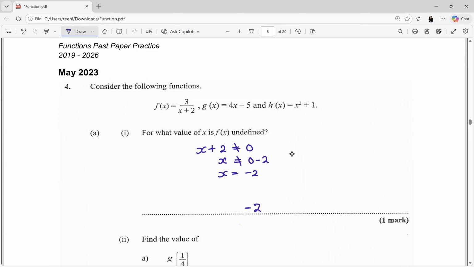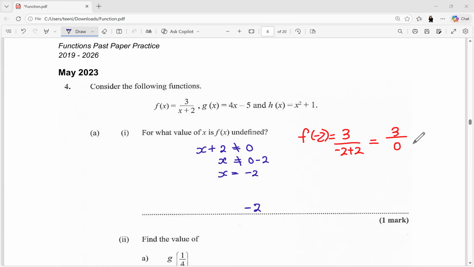Because when you put -2, look at it here, guys. When you substitute, if you find f(-2), that would be 3 divided by -2 plus 2. And that would actually be 3 over 0, which is undefined, because you cannot divide by 0. Okay, that's why it's only 1 mark. All right, let's look at the next one.